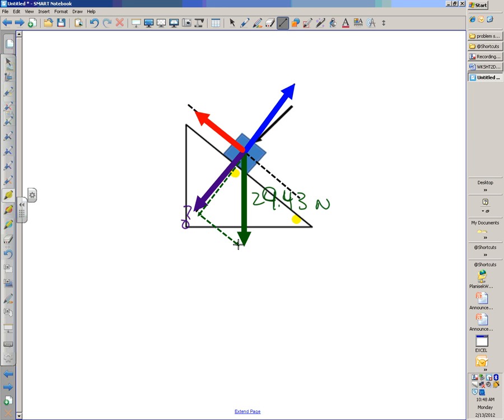With that being said, we start figuring some things out. Because we know this green triangle, we know an angle, we know the hypotenuse, we can figure out the two sides. So go ahead and do that now.